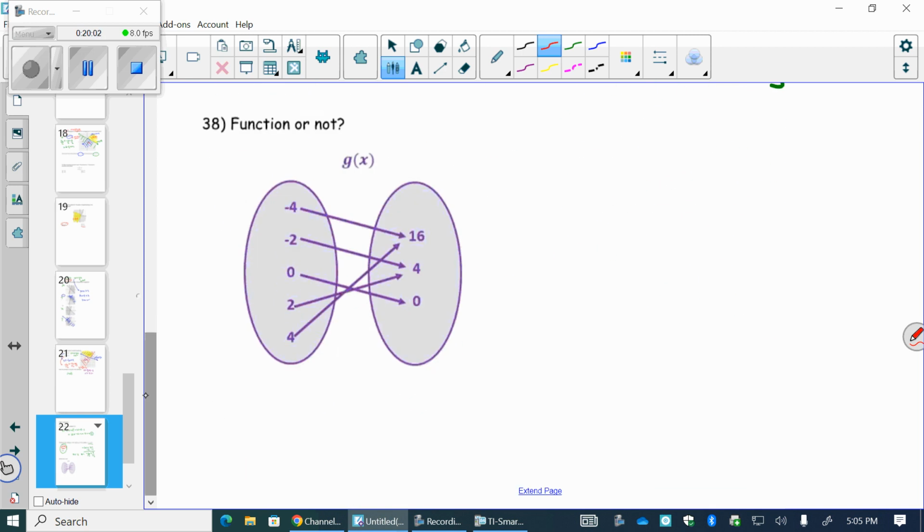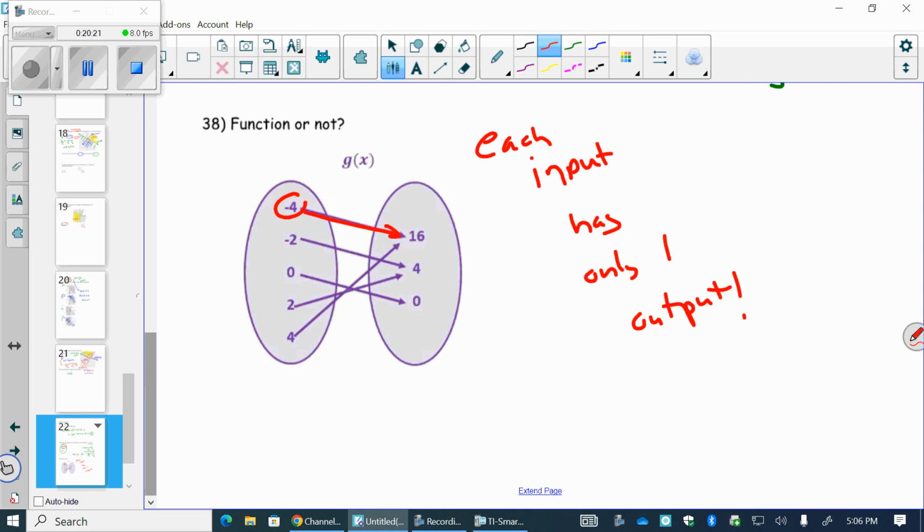Last problem. Is this a function, yes or no? It's a function if each input has only one output. That's the key. Each input has one output. So if you look at the input -4, it only has the output 16. If you look at the input -2, it only has the output of 4. 0 only has an output of 0. 2 only has an output of 4.